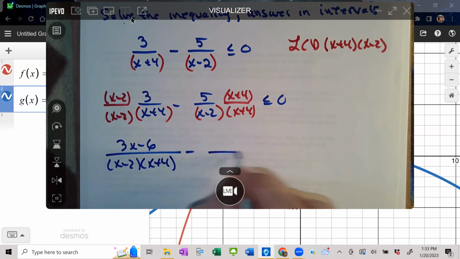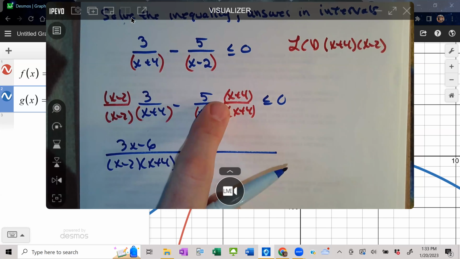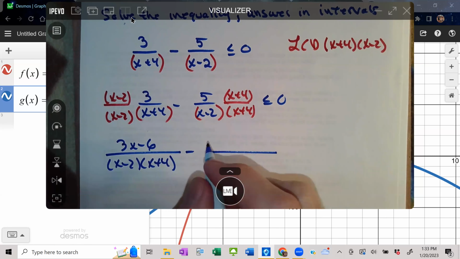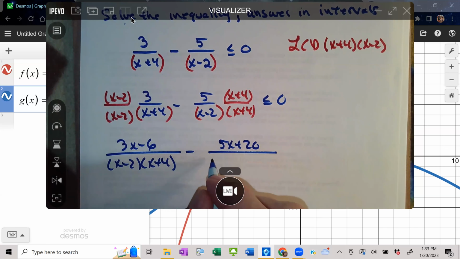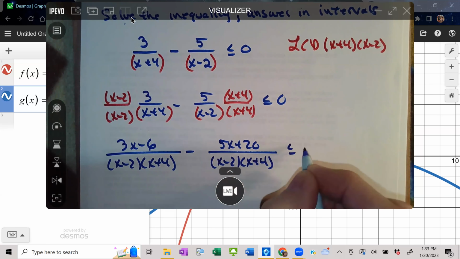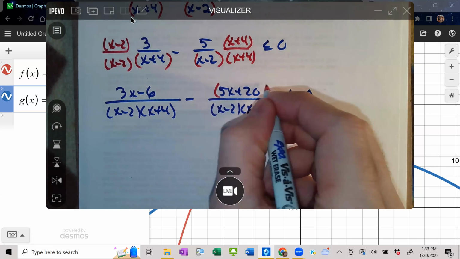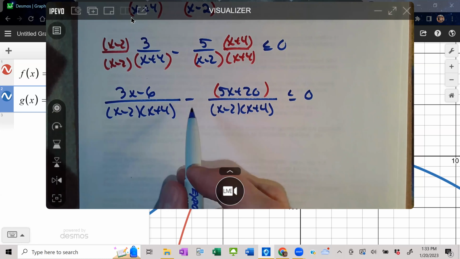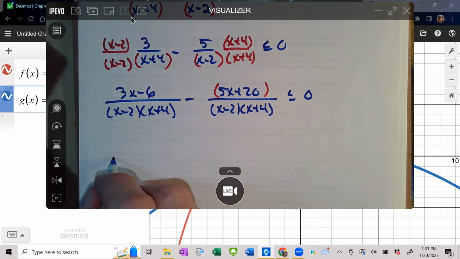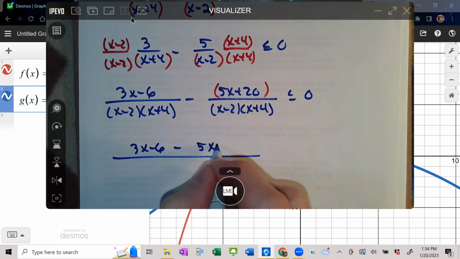minus, and I'll distribute the 5. Notice I'm keeping the minus here. You can distribute the negative 5 and just make that a plus. I'm keeping it for the moment. It's going to be 5x plus 20 over x minus 2 times x plus 4, less than or equal to 0. The tricky part, and I chose this one particularly because it's got a negative, is that in order to combine these things, I got to subtract the numerators. So it's going to be 3x minus 6 minus 5x plus 20.